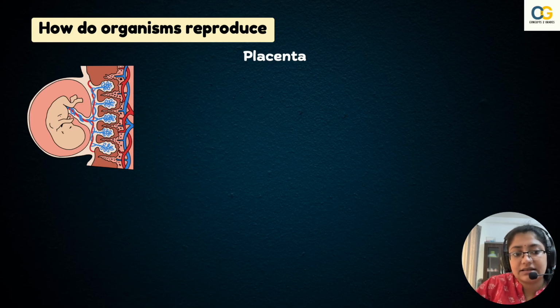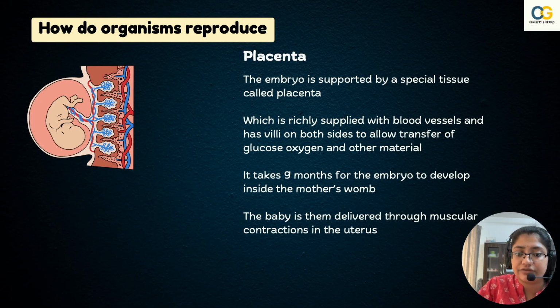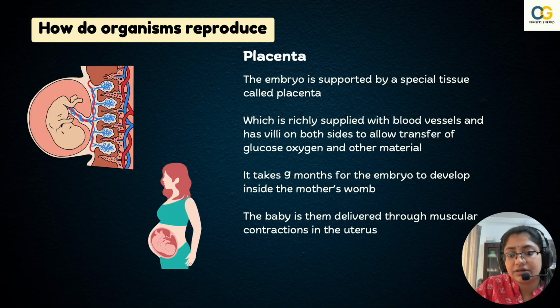So the placenta that is formed here is a special tissue that is present in the woman's uterus, which helps in nourishing the baby inside the uterus. So it has villi and a lot of blood vessels that help in exchange of oxygen, glucose, and other materials between the baby and the mother. And it takes 9 months for an embryo to develop inside the mother's womb, and then the baby is delivered through muscular contractions in the uterus or through surgery.